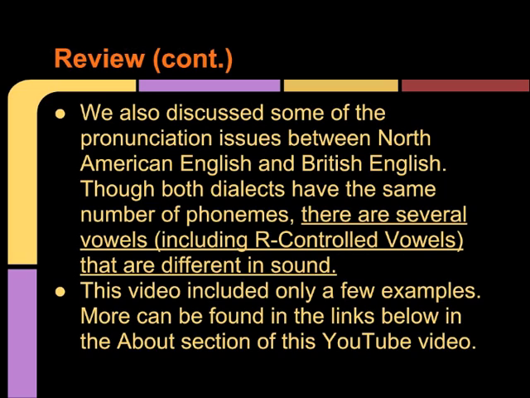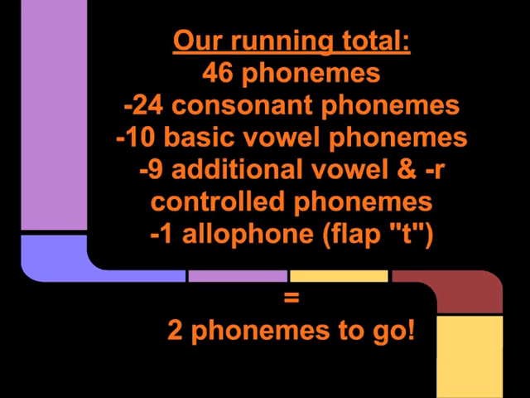We also discussed some of the pronunciation issues between North American English and British English. Though both dialects have the same number of phonemes, there are several vowels, including R-controlled vowels, that are different in sound. This video included only a few examples. More can be found in the links below in the About section of this YouTube video. So now our total brings us down to 2 more phonemes. We are including the flap T as an allophone in our count. So in this case, in our next video, we will look at the 2 final sounds that we will be studying for this video series.